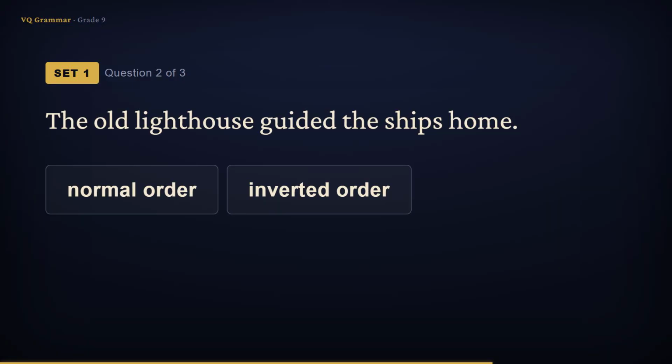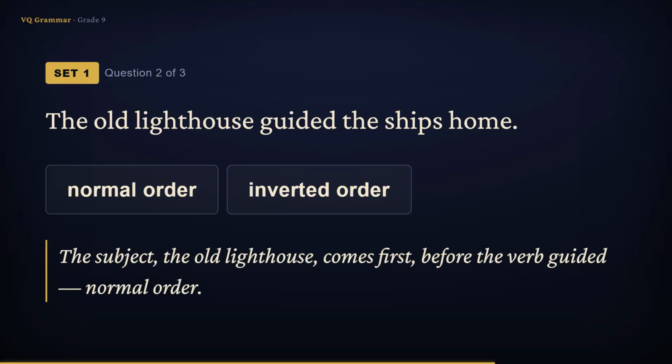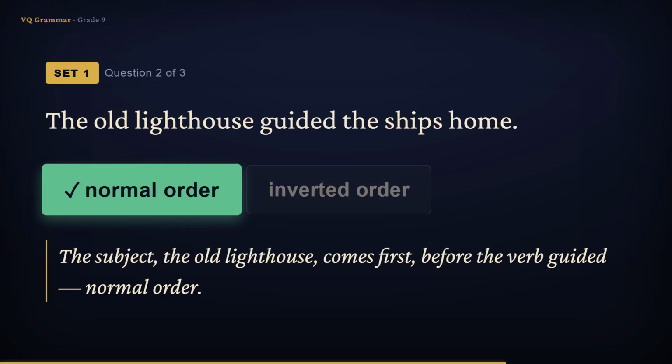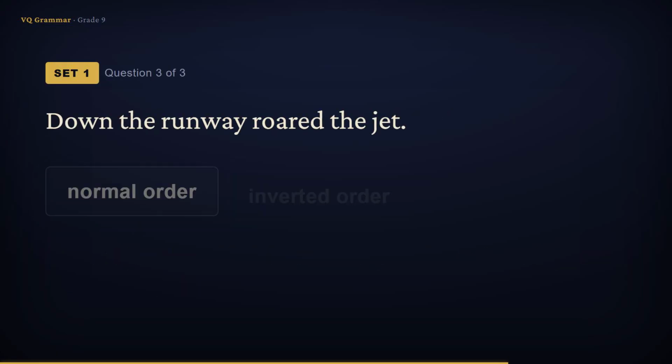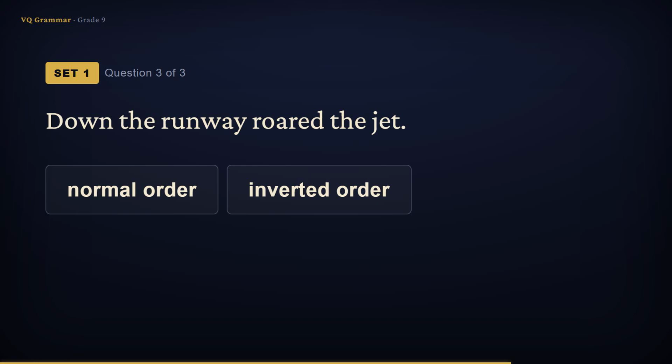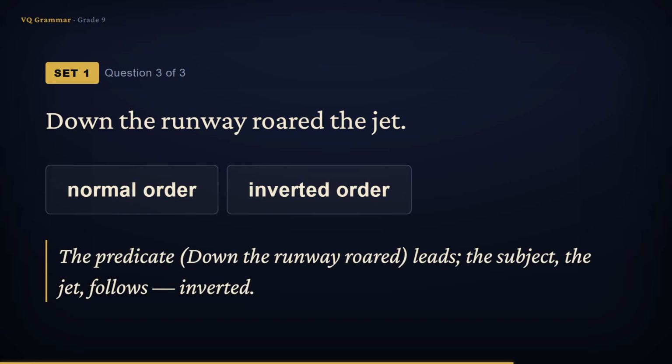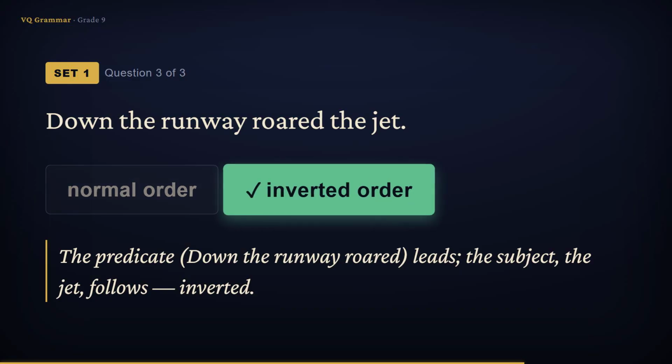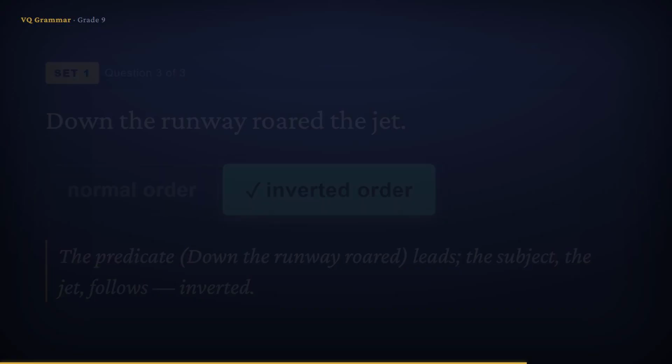The old lighthouse guided the ships home. Here the subject, the old lighthouse, sits right at the front, before the verb guided. Nothing is flipped, so this is normal order. Down the runway roared the jet. Ask who or what roared. The jet did, and notice it lands at the very end, after the action. The predicate leads the way, so the answer is inverted order.